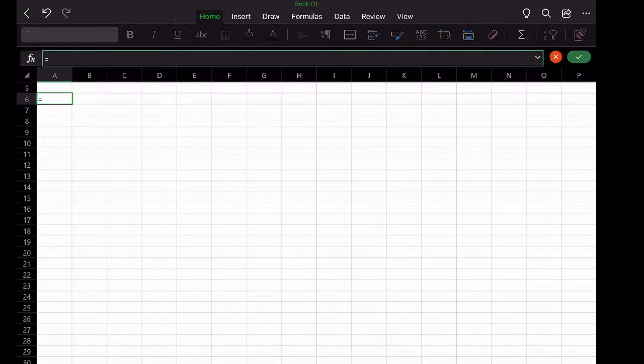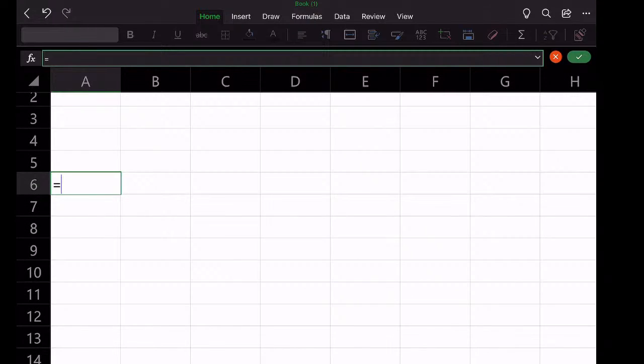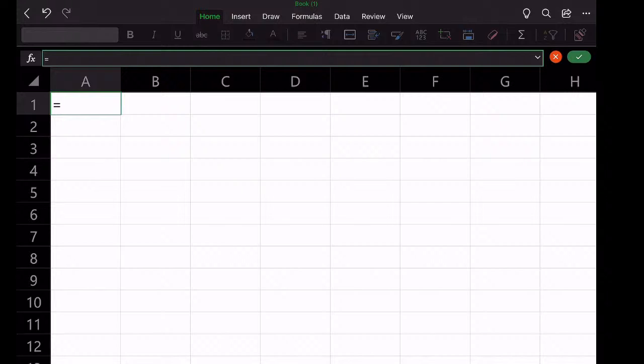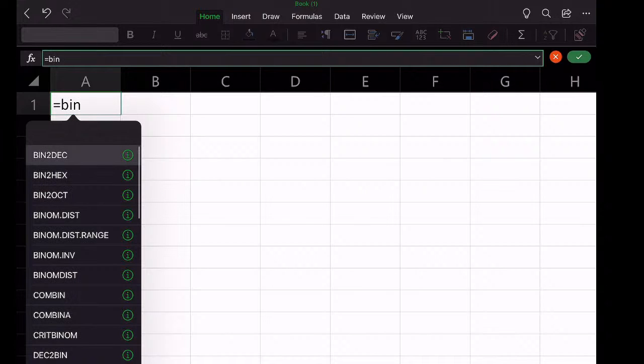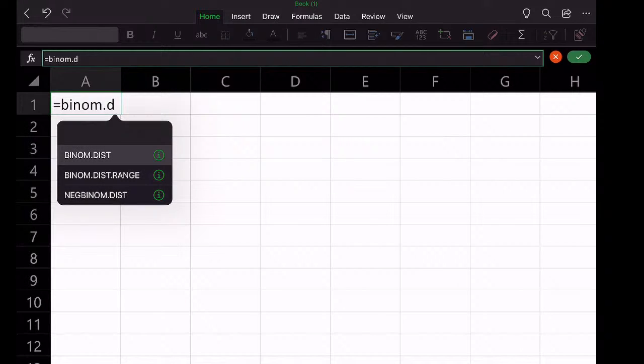So I could create a binomial distribution. Can you see that? Oh, it's very small, isn't it? There. So I could write bin, and you see there's several of them there. So let's do binomial distribution. Binomial, and I put a bracket.